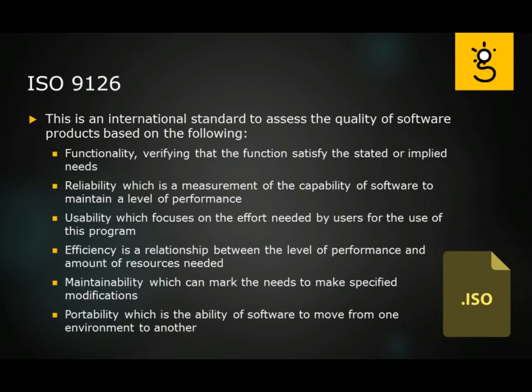ISO 9126 is an international standard to assess the quality of software products based on some of the following things: the functionality, your ability to verify that the function satisfies the stated or implied needs; the reliability, which is a measurement of the capability of software to maintain a certain level of performance; the usability, which is focused on how much effort is needed by the users to use this program; efficiency is a relationship between the level of performance and the amount of resources that are needed.